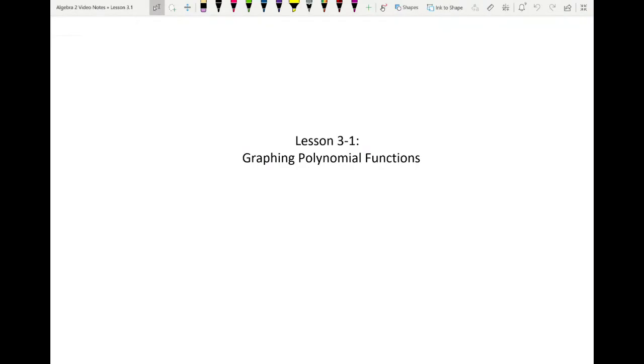Hello class, welcome to this unit on polynomial functions. So this is the first lesson of the unit, and in this unit we're focusing exclusively on key features to be able to sketch graphs of polynomials.